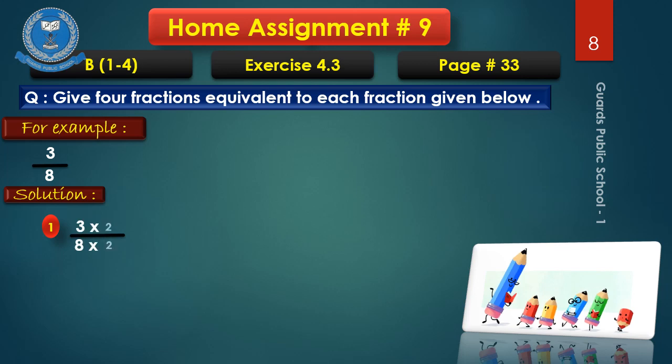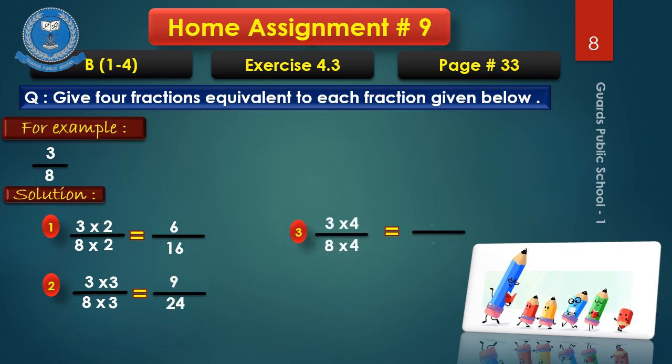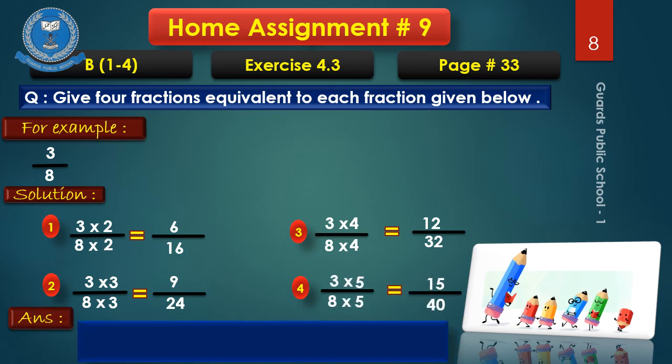Follow the same rules which I have explained in previous slide of equivalent fraction. Multiply both numerator and denominator by the same number, like by 2 first, we get 6 upon 16. By 3 we get 9 upon 24 and by 4 we get 12 upon 32. By 5 we get 15 upon 40. Answer, 6 upon 16 is equals to 9 upon 24 is equals to 12 upon 32 is equals to 15 upon 40.